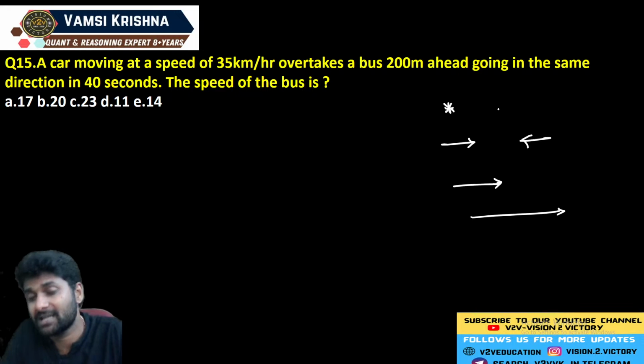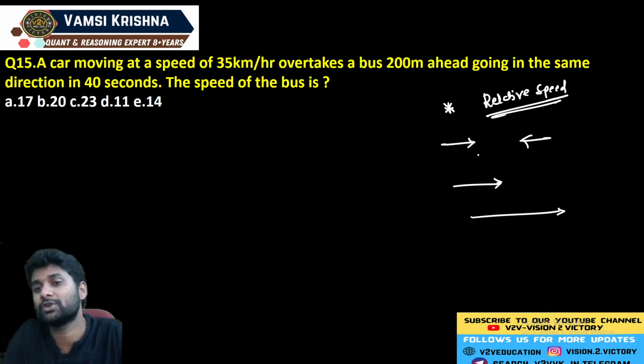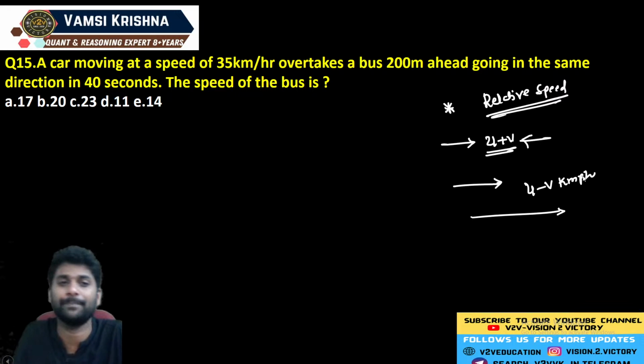Here, two objects are in motion, so it is a concept of relative speed. Remember, guys, if they're traveling in opposite directions, relative speed is u plus v kilometer per hour. If traveling in the same direction, relative speed is u minus v kilometer per hour.